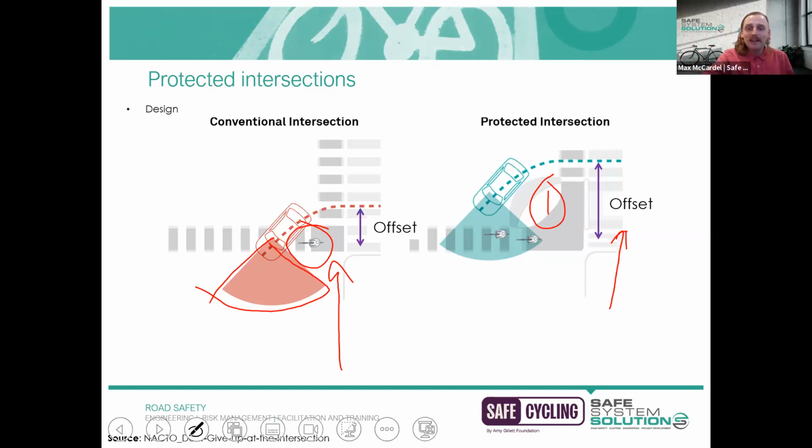And if we compare that same sight line diagram to the protected intersection, you can see where the conflict point exists, or where the motorist is crossing over. Cyclists are much more obvious and not necessarily in their periphery or at the side of their vehicle. They're crossing nearly perpendicular, nearly in front of them. So it's a much better outcome. It improves the sight lines.